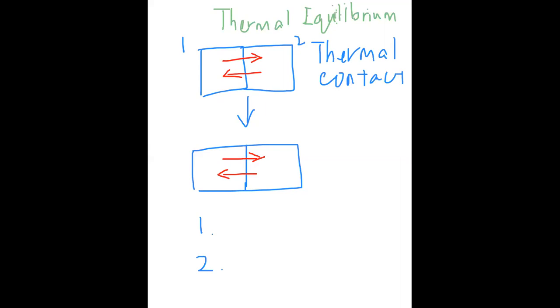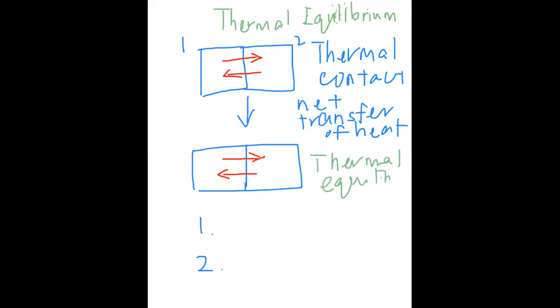But depending on which temperature is higher, if let's say object 1's temperature is higher, it has more heat. So the transfer of heat will be more to object 2, whereas the transfer to object 1 will be lesser. So there will be a net transfer of heat during thermal contact. When the thermal contact continues until it reaches a certain level, we call it thermal equilibrium. Both these objects have reached thermal equilibrium.